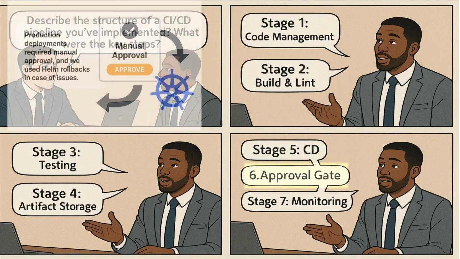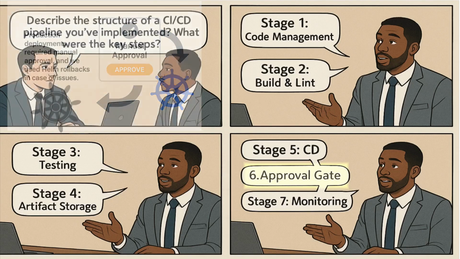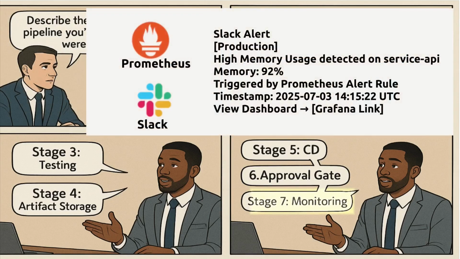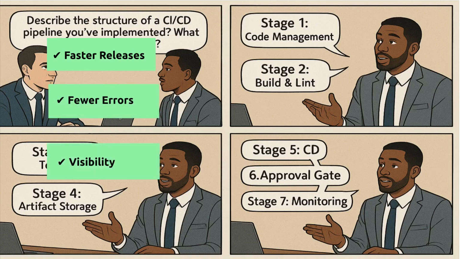Stage 6, Approval Gate. Production deployments required manual approval, and we used Helm rollbacks in case of issues. Stage 7, Monitoring. Post-deploy monitoring was handled using Prometheus and Slack alerts. The result? Faster releases, fewer errors, and full visibility across the pipeline.